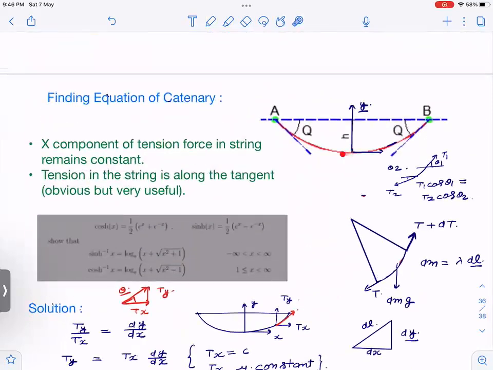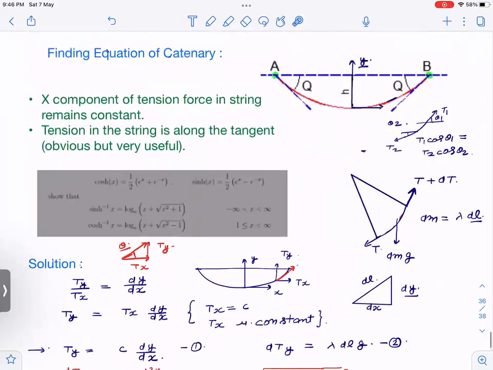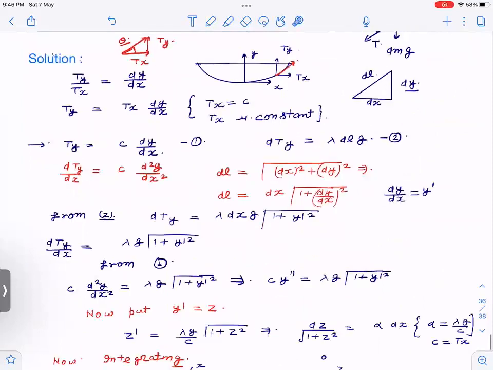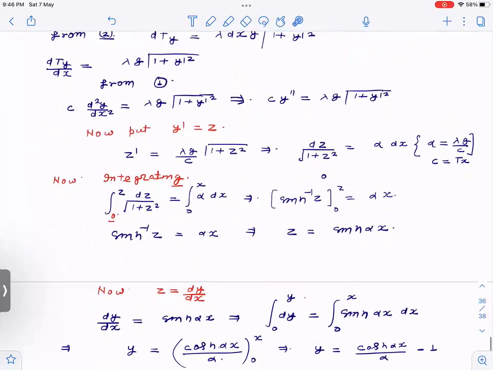So here the slope is 0, right? That is why my integration starts from 0 and goes up to z. And this starts from x coordinate 0 and goes up to x. So the integration of this is the inverse sine hyperbolic function of z, with the limits 0 to alpha x.